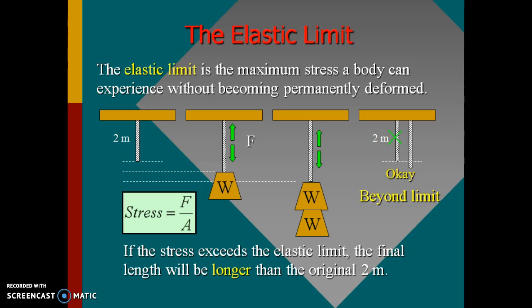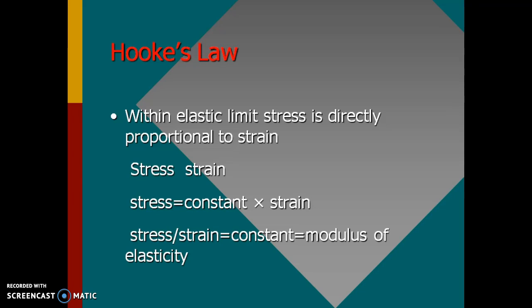This is elastic limit. The elastic limit is the maximum stress a body can experience without becoming permanently deformed. Now Hooke's law. Within elastic limit, stress is directly proportional to strain. So stress is directly proportional to strain means stress is equal to constant into strain, and stress upon strain is equal to a constant, and that constant is equal to modulus of elasticity.